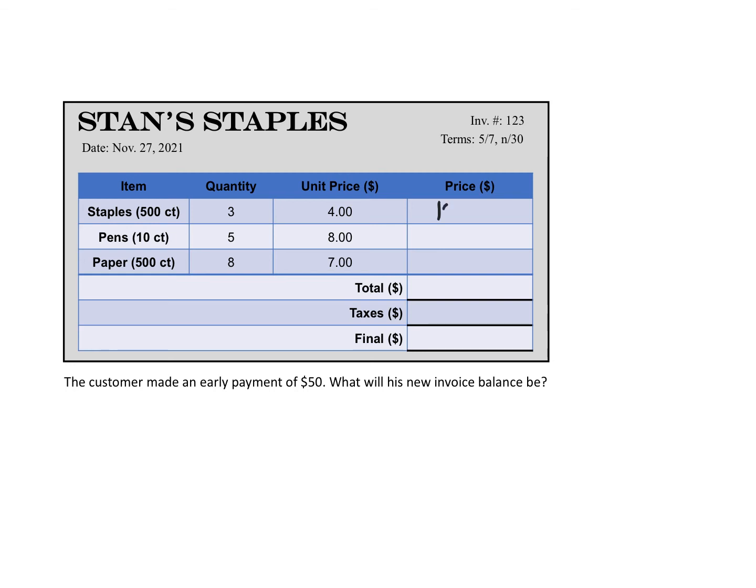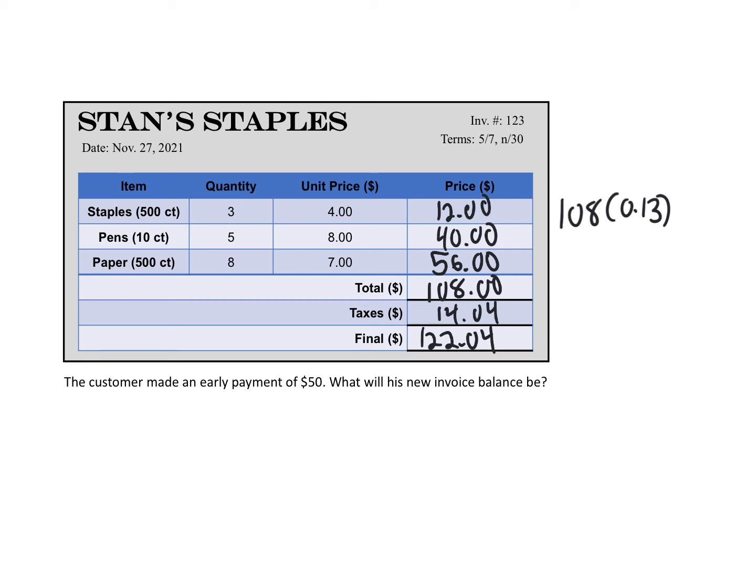3 times 4 is $12. Then we get $40, $56, for a total of $108. We're going to find our taxes, which will just be the 108 times 0.13, which ends up being $14.04, for a total of $122.04. But now, the customer is making an early payment of $50, so a partial payment. What will the new balance be?